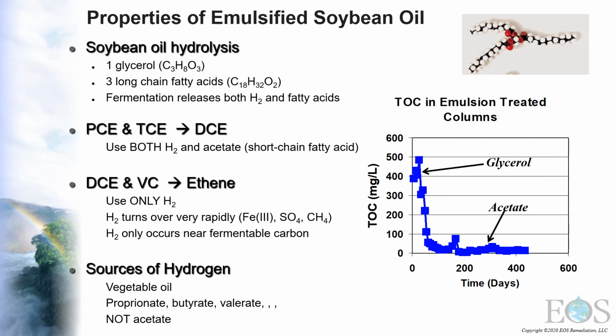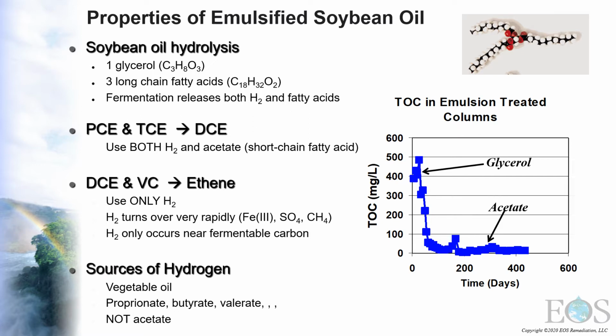So now I'd like to explain how we can provide hydrogen to Dehalococcoides. So soybean oil, which is the primary component of EOS, is a triglyceride. It's got a glycerol molecule with 3 long-chain fatty acids attached to it. Upon injection into the subsurface, it goes through fermentation and it produces hydrogen and fatty acids.